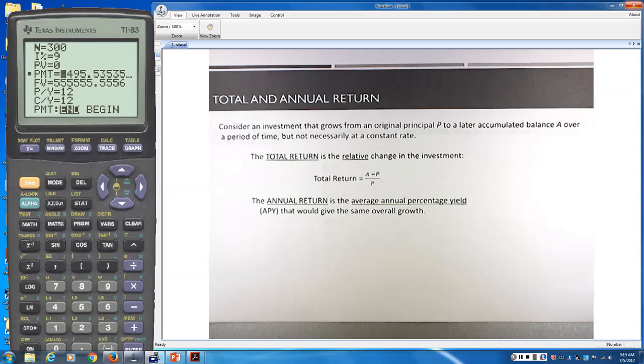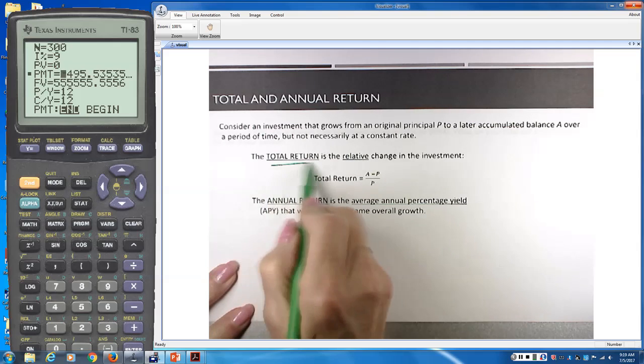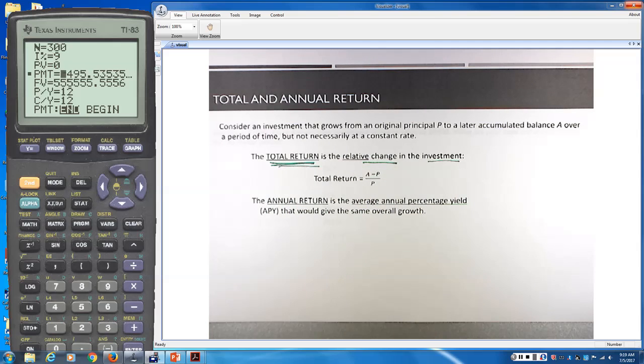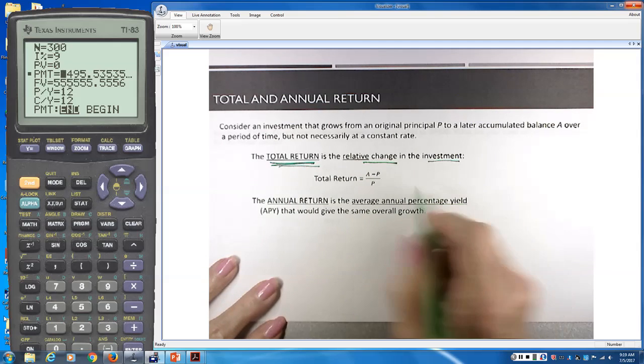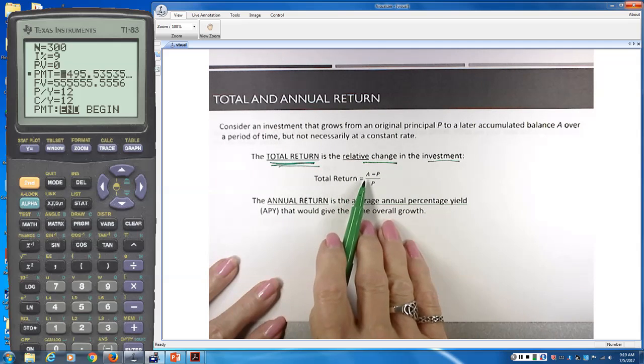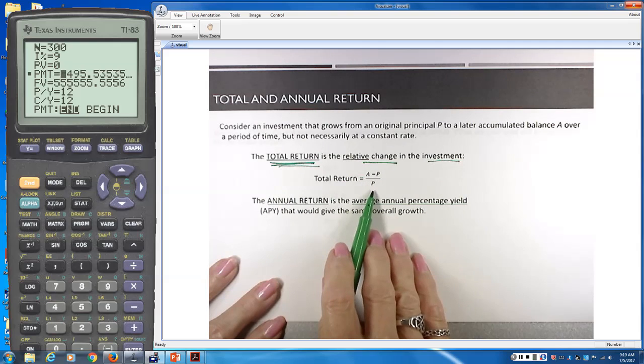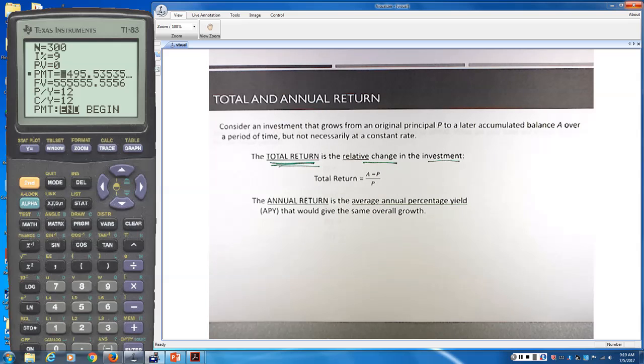The total change, the total return, is the relative change in the investment. So your total change is going to be the amount that you have at the end minus what you put in at the beginning divided by what you put in at the beginning. It's kind of like the absolute difference. How much do you have at the end, interest plus what you put in, minus the principal. So it's kind of like the problem we've been doing this whole time, divided by the principal.